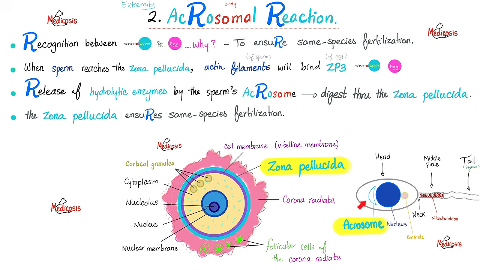How does the acrosome reaction take place? When the sperm reaches the zona pellucida, which is this indigo or light blue color, it's called zona pellucida because it's very clear. When the sperm reaches the zona pellucida, actin filaments will bind something called ZP3, which is a protein in the zona pellucida. Z for zona, P for pellucida. This will release hydrolytic enzyme from the sperm's acrosome. Acro means extremity or the tip. And this will digest the zona pellucida so that the sperm can go deep inside.